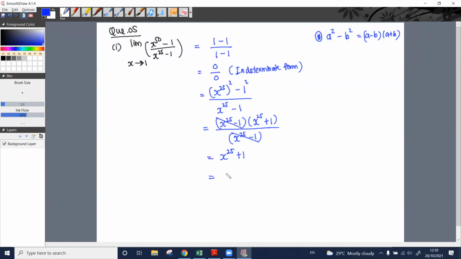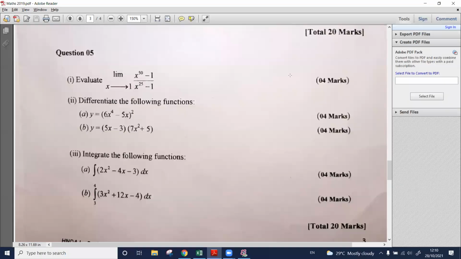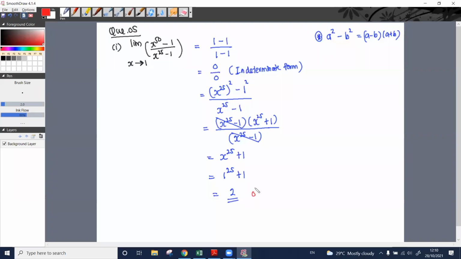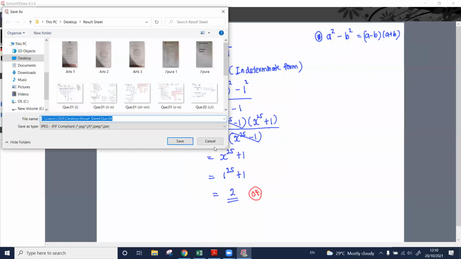Instead of x, we need to substitute 1. 1 to the power 25 plus 1 means what? The final answer should be 2. If you got the final answer as 2, give 4 marks. You should know this, the difference between two squares, in order to solve this limit related question. Using that knowledge, you can simplify. Part 2.